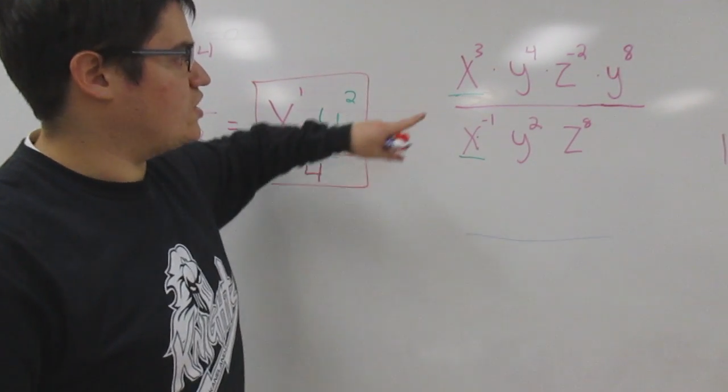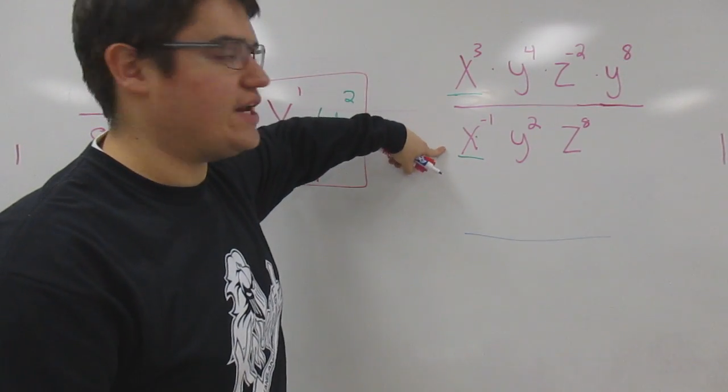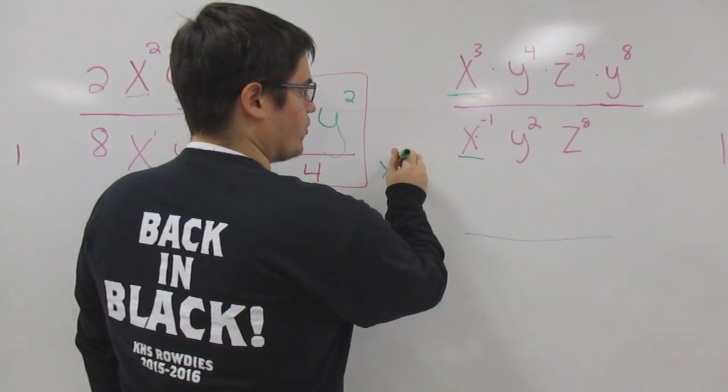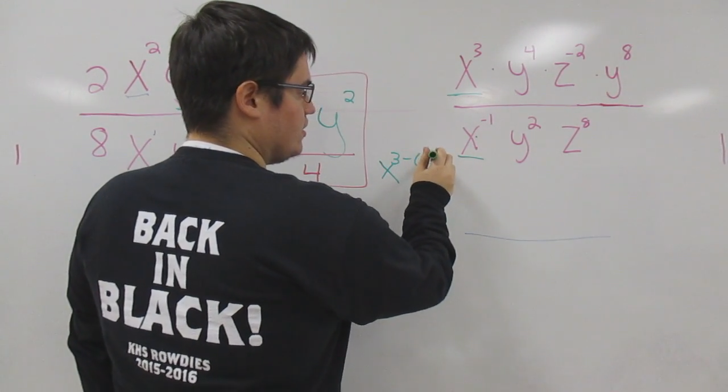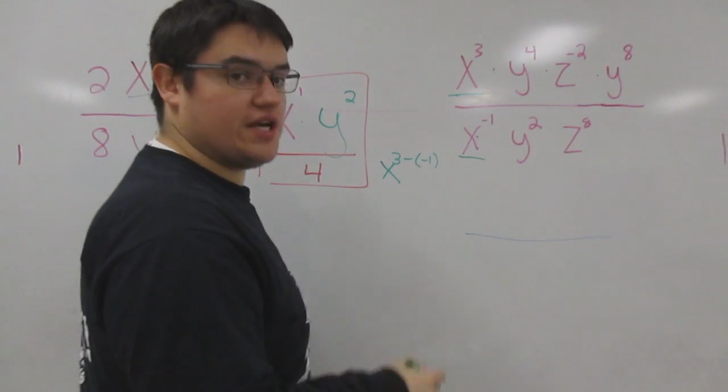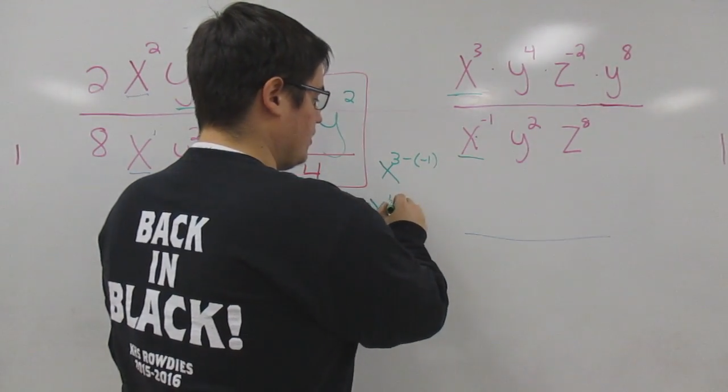Okay. So when you have the same base being divided, we subtract the exponents. Well, now we have x to the 3 minus a negative 1. Be careful there with the sign. 3 minus a negative 1 gives me x to the 4th.